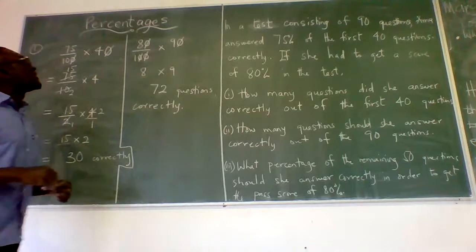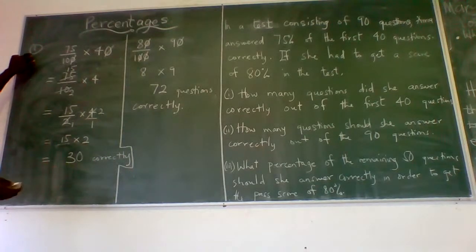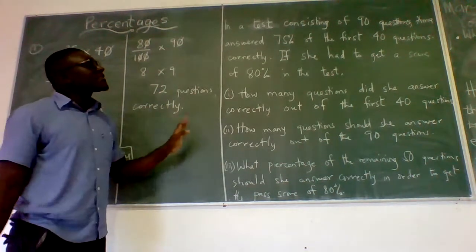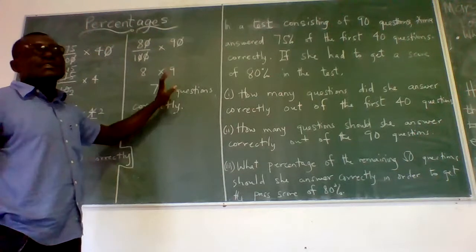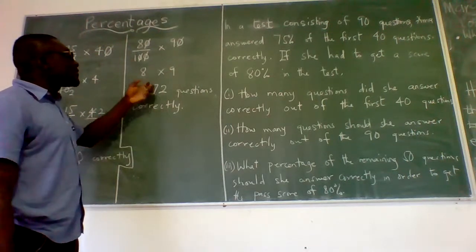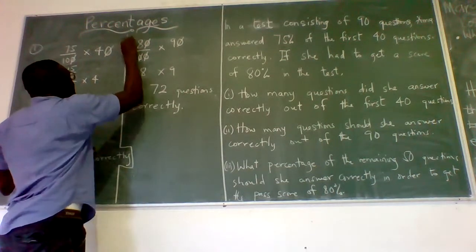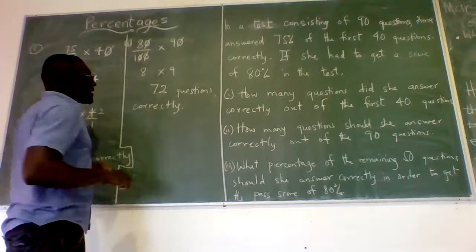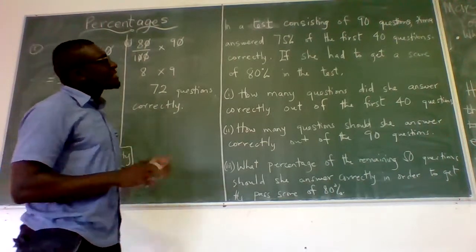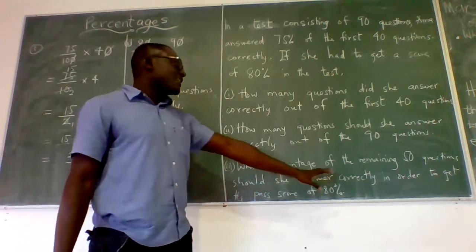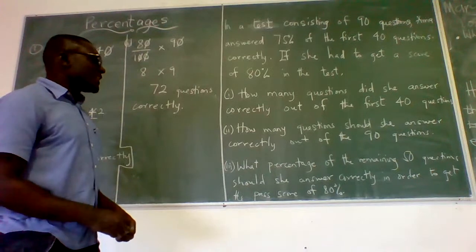So it means that for the first one, if Amma had 75% of the questions right, then it means Amma answered 30 questions out of 40, the first 40, correct. And then if she is to get 80% for the whole test, then she's supposed to get 72 questions right out of the 90 questions. Now the third part is asking us that if she has already had some marks, then how many more questions must she answer in the remaining 50 to get her 80?